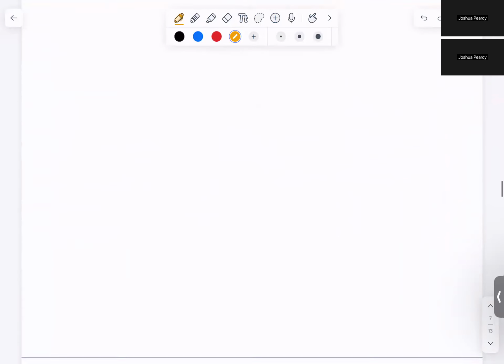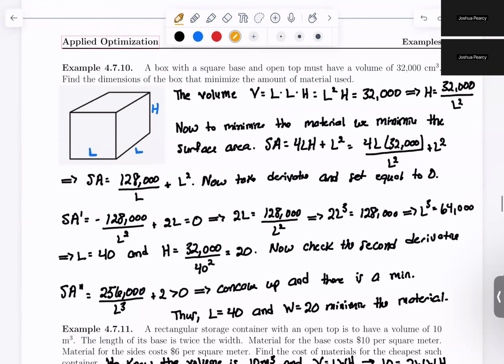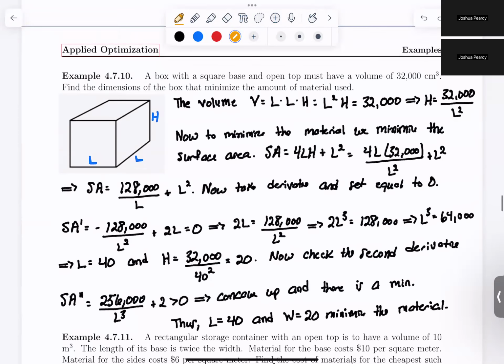So now let's move on to example 4.7.10. Both of these have a similar idea of trying to minimize the amount of material used, or minimize the cost. So let's go over example 4.7.10 real quick. It says a box with square base and open top must have a volume of 32,000 cubic meters. Find the dimensions of the box that will minimize the amount of material used.